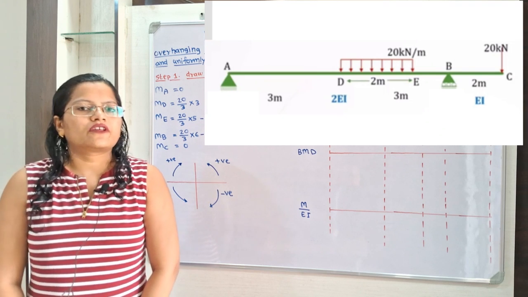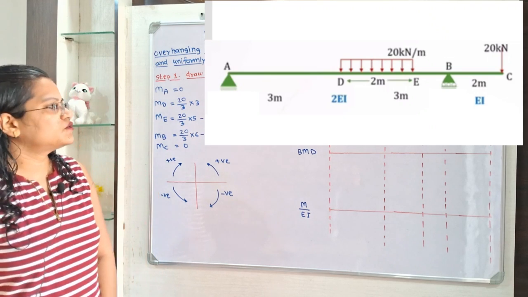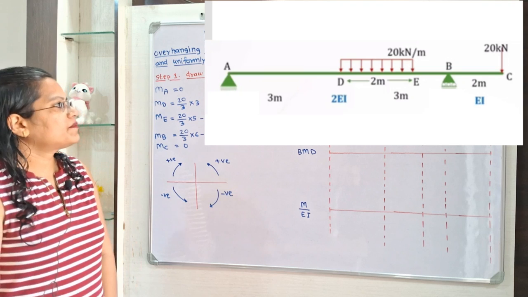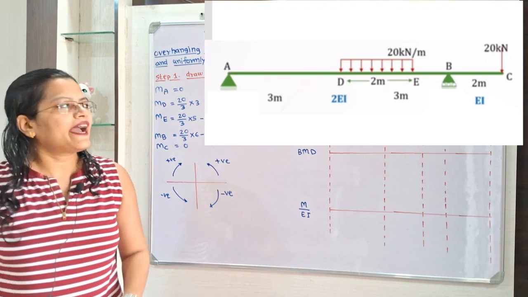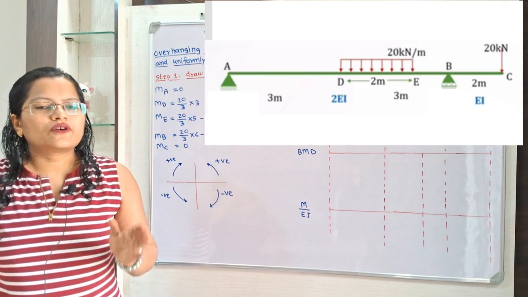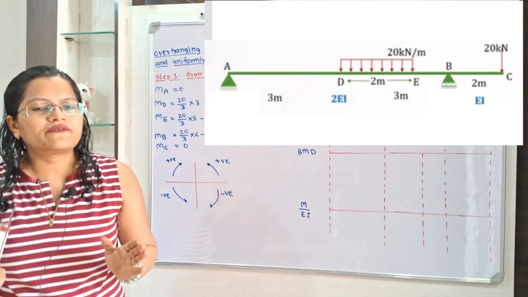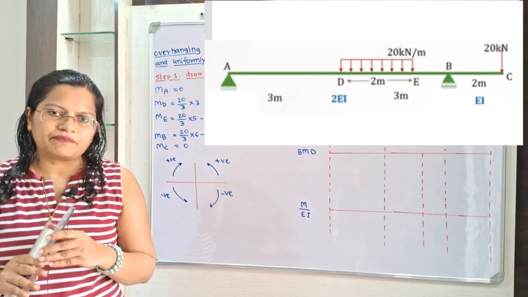If we observe, the flexural rigidity of this beam AC is different throughout the section. For part AB it is 2 EI and for part BC it is equal to EI. So we are going to use the conjugate beam method because of this different flexural rigidity.